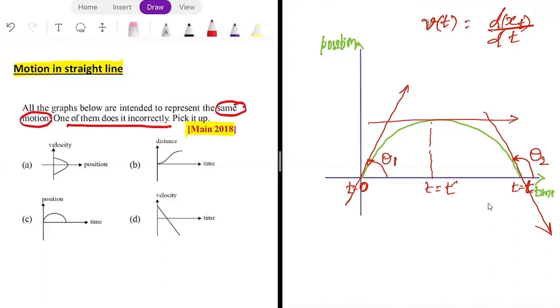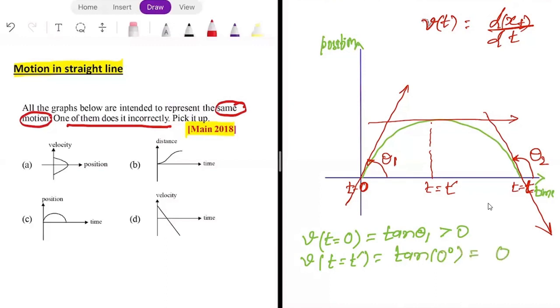तो कैसे दिखेंगे ये? तो velocity at t is equal to 0 equals tan theta 1 which is greater than 0. आपके पास D ऑप्शन में velocity time graph दिया हुआ है. At least you can infer from here that at t is equal to 0, it starts with a positive velocity. That means there is some consistency between option C and D. But let's go and see at t is equal to t prime. Velocity at t prime is equal to tan 0, since it is making 0 degree with the time axis, which is nothing but 0. So velocity वहां पे 0 हो रही है.